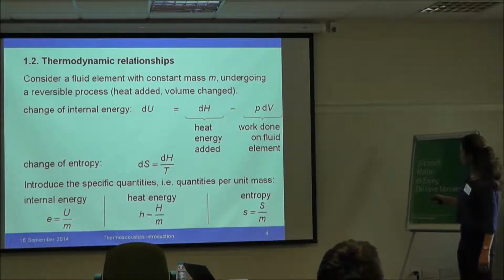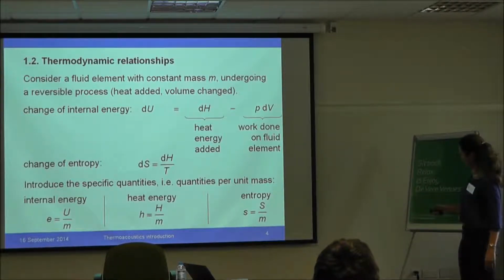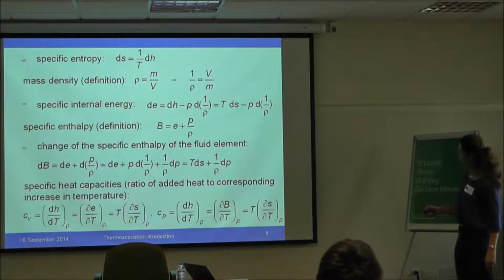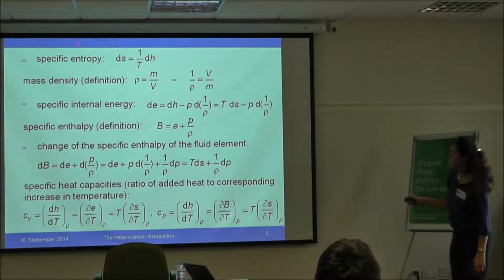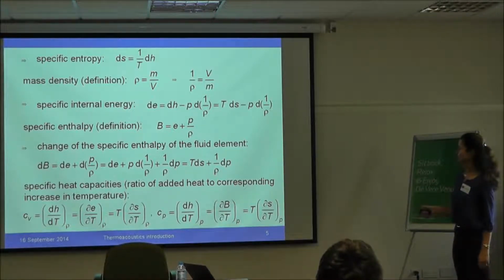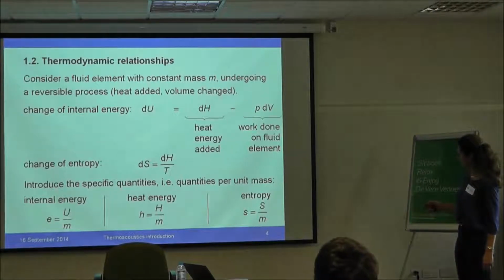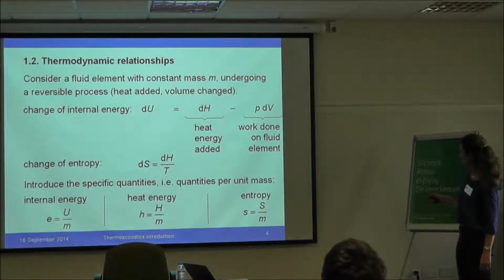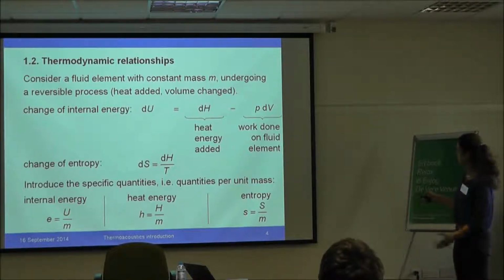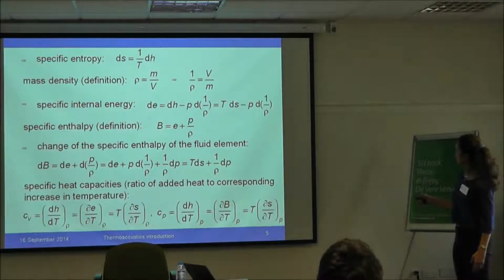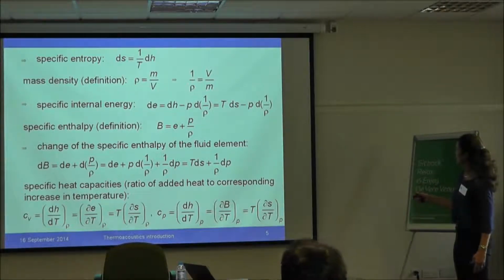To work out the specific equivalent of the PdV, we need to do a little manipulation, which involves the definition of the mass density. Mass density is defined as mass per unit volume, so you can write 1 over ρ as V over m. And if you take this term divided by m, you get a dV over m, so you can express that in terms of 1 over ρ, which has happened here.